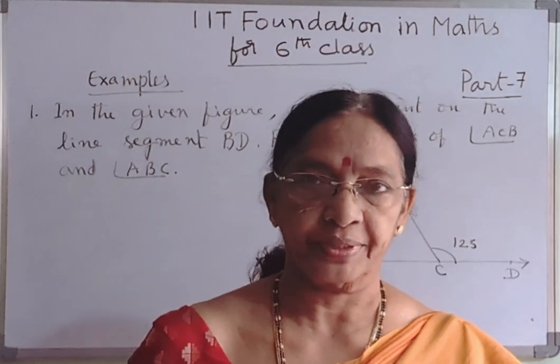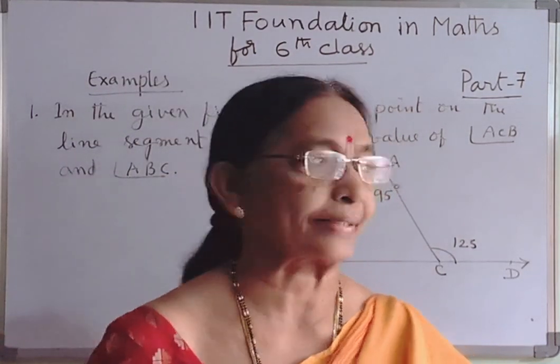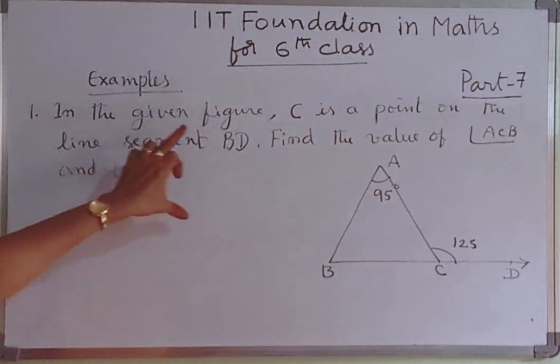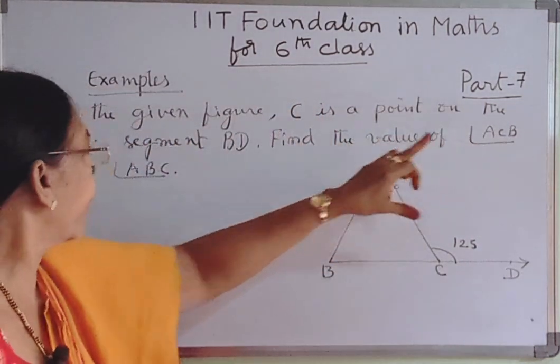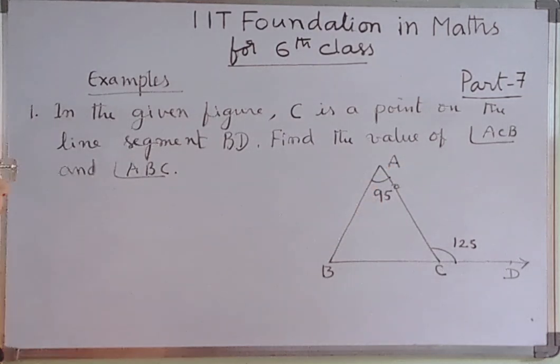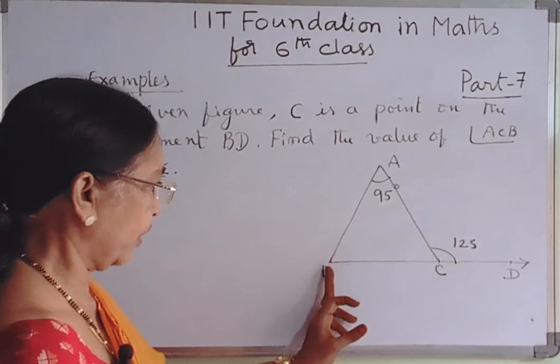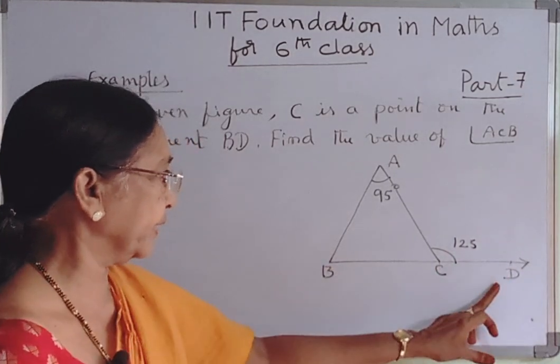Chapter 8 Geometry. Today we will do some examples on angles. First one, in the given figure, C is a point on the line segment BD. Find the value of angle ACB and angle ABC. C is a point on the line segment BD.